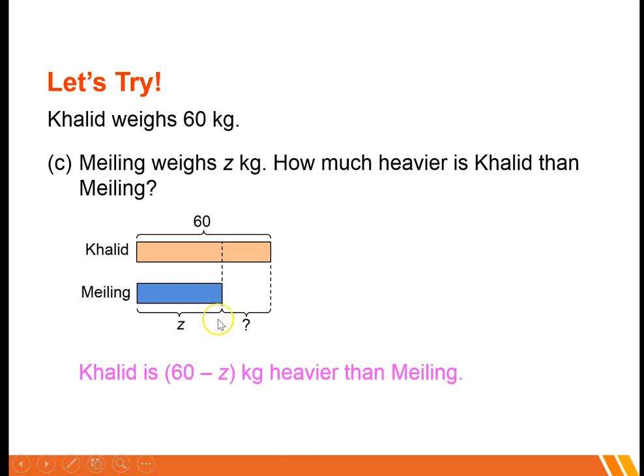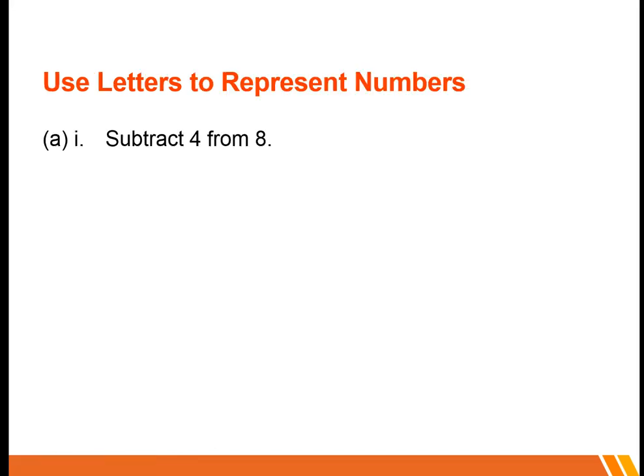Okay, remember, look at the model over here. There's this question mark that we need to find out the value of, right? So that is (60 minus Z) kilograms. And remember to put the bracket. Subtract 4 from 8, that will be 8 minus 4 equals 4, right? So if we subtract 4 from Y, that will be Y minus 4. Now, some people still wrote 4 minus Y. Especially in the math workbook, please check your mistakes when you receive back your math workbook.